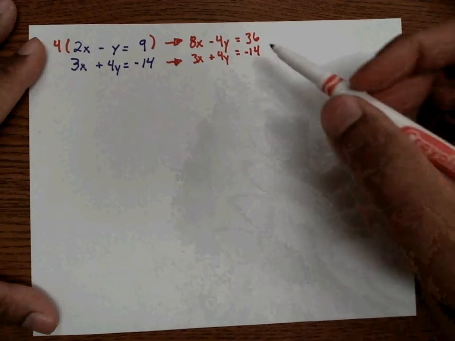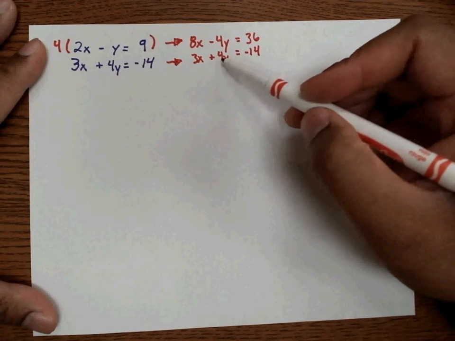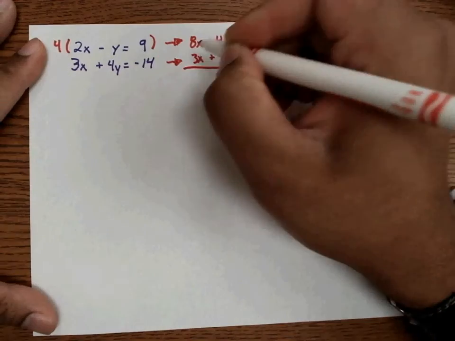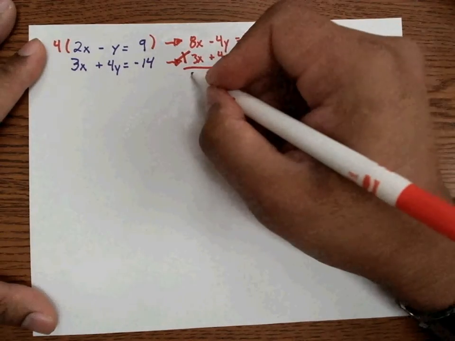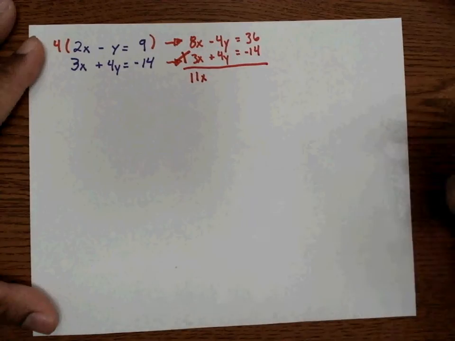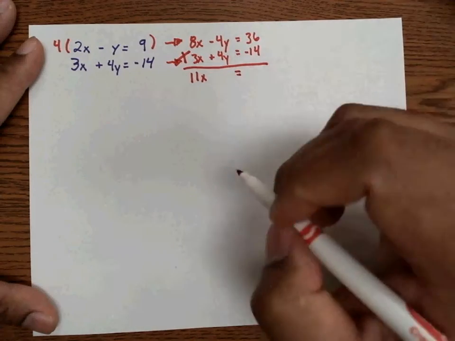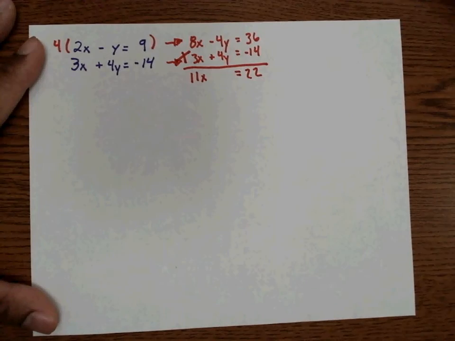And then all we have to do is figure out, do we need to add these together or subtract them? So we have a negative and a positive 4. The only way that will eliminate or become 0 is if we add them together. So 8 plus 3 will give us 11x. Negative 4 plus 4 is 0, so we don't write down anything. Then we have 36 plus negative 14, which is 22. And then we have our simple one-step problem.